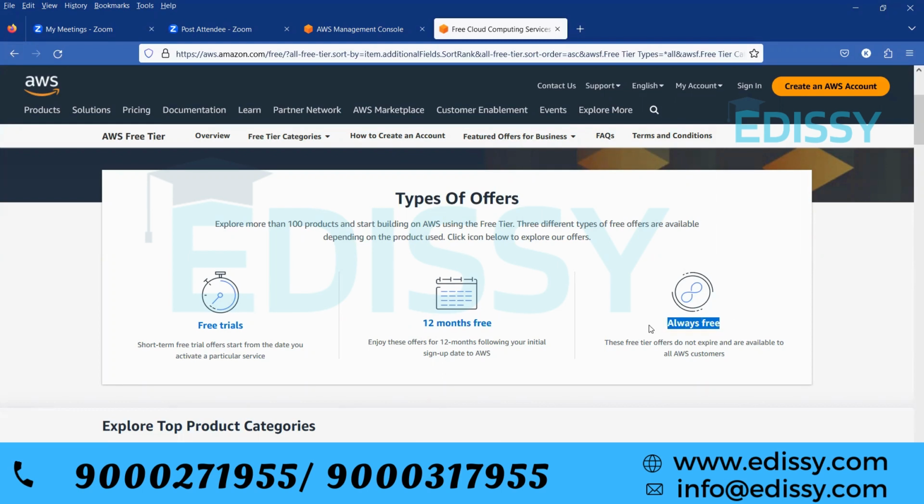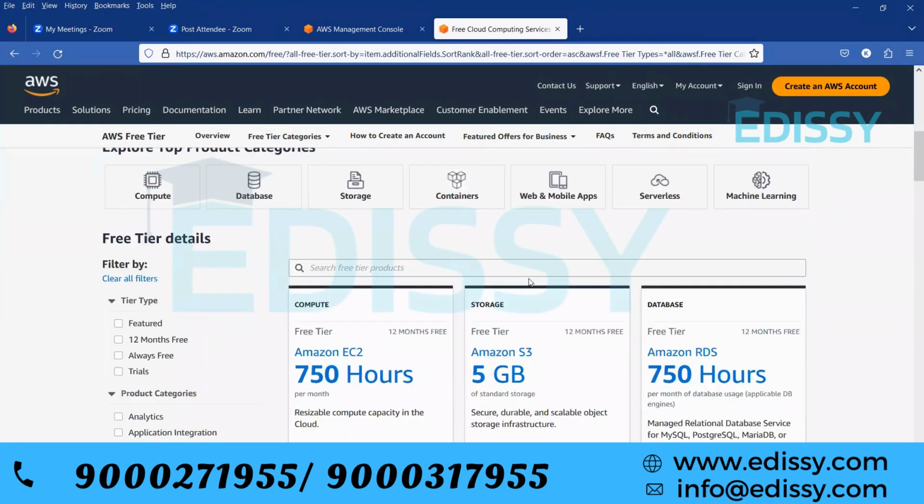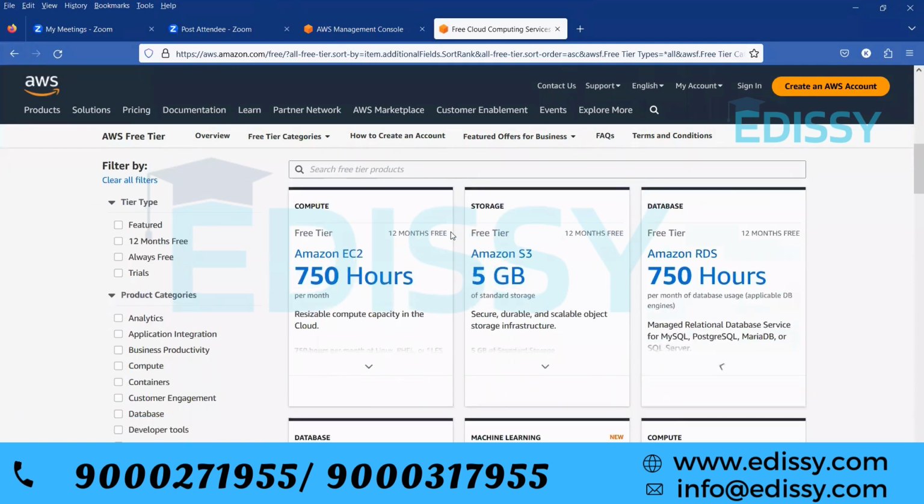Always free means there are services that are made available for you. They're free of cost. There are no charges for it. So if you look at the product categories, AWS has plenty of categories available, right from compute, storage, database, and network, plenty of services and categories. So let me help you understand each and every service in detail.